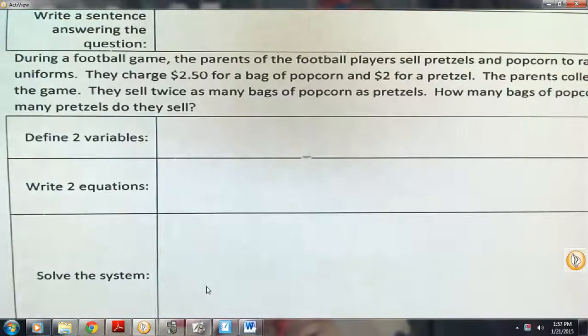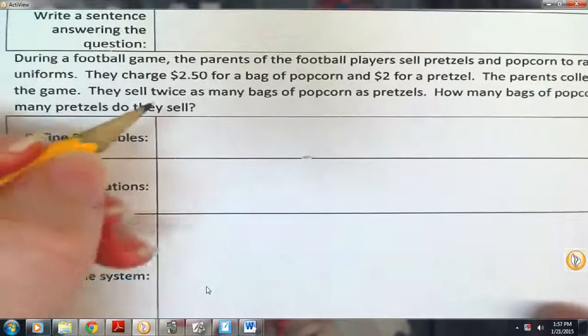What is one of the things that we do not know here on problem number 2? How much the popcorn and pretzels cost? Well, we know how much they cost. How many they sell? How many they sold. Okay, so those are the two things we don't know.